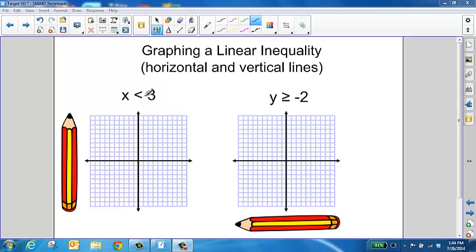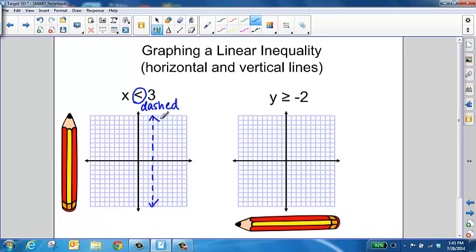Now, since this is a less than symbol, and there's no line underneath, that means we are going to be drawing a dashed line. Anytime you have just the variable x, you always are going to end up with a vertical line. So we want to move to 3 on the x-axis here, and we're going to draw a dashed line that passes through the 3 on the x-axis.